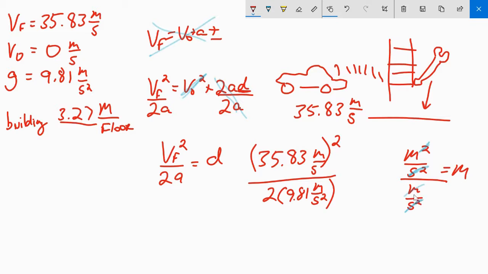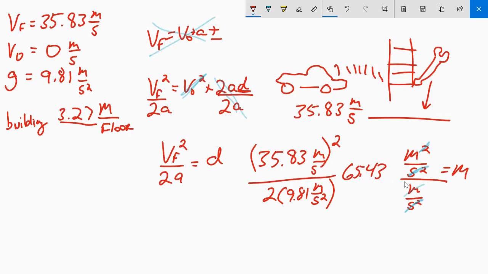It's a good start. It's not going to give us the floor, but it's going to give us something we can convert to a number of floors. So let's grab the Cheetalator and see what we come up with. Again, you need to practice with your calculator to see if you get the same answers. 35.83 squared divided by 2 divided by 9.81. Or you could do divided by parentheses 2 times 9.81. And I get this number, 65.432, and it goes on for a very long time.